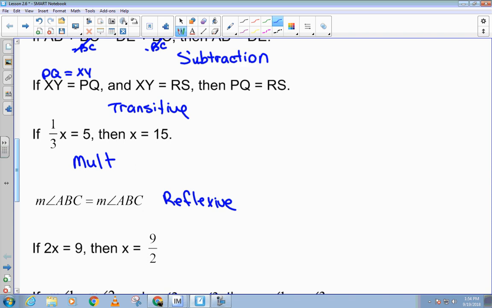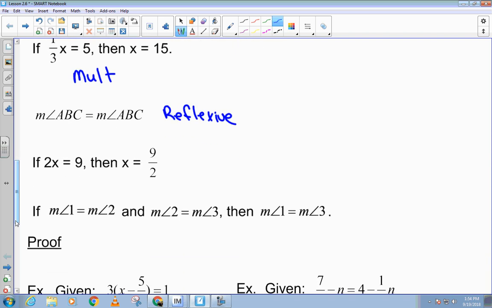Okay, if 2x equals 9, then x equals 9 halves. That would be division.